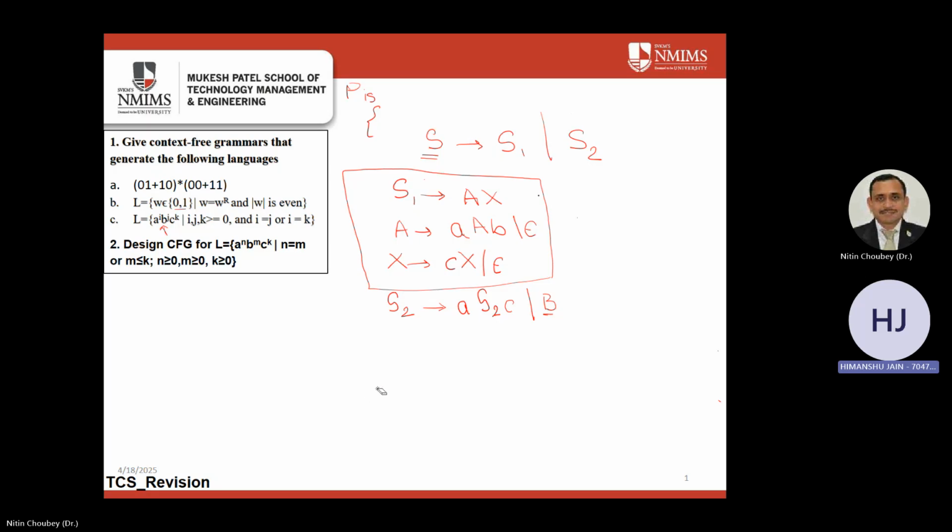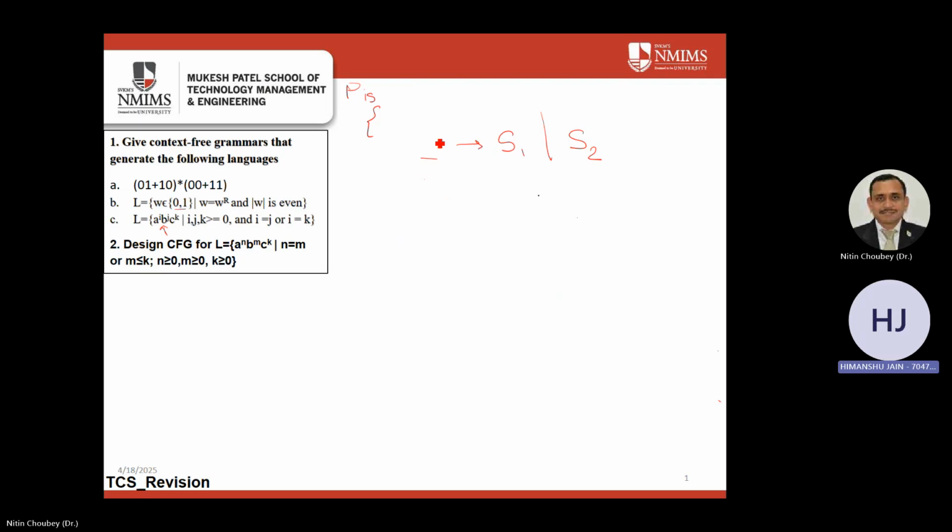Language which has a to the power n, b to the power m, and c to the power k, where n equals m or m is smaller than or equal to k, where n, m, k are greater than or equal to 0. That is, n number of A's, m number of B's, and k number of C's. The condition is n equals m or m less than or equal to k, either one, and n, m, k are all greater than or equal to 0.